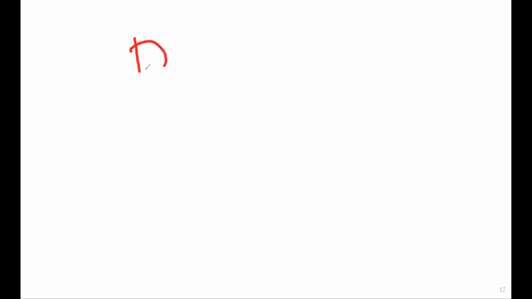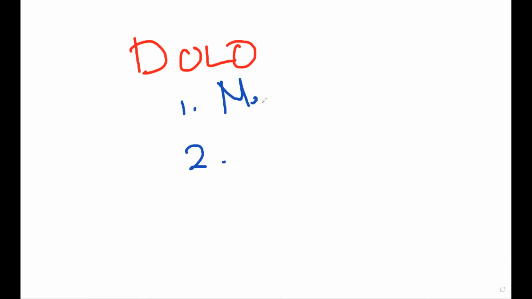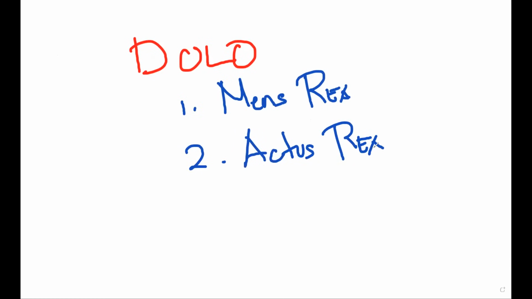Now, remember in dolo. Dolo dapat meron siyang requisites ng dolo. Meron siyang mens rea. At meron siyang actus rea. Okay? Mens rea and actus rea.